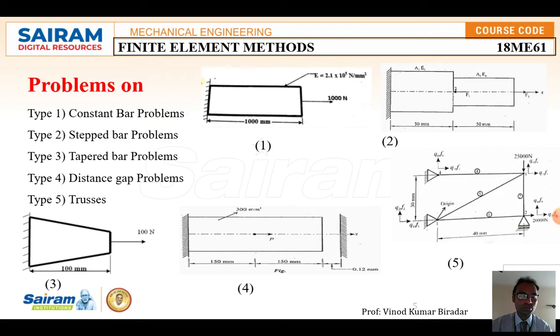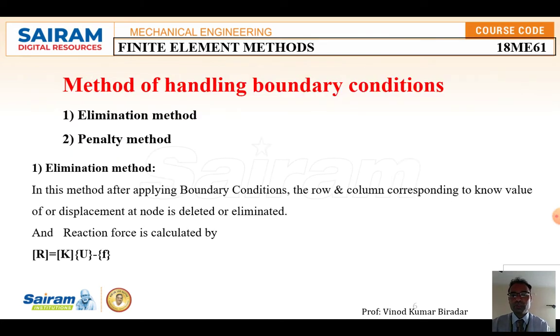You just delete the respective row and column wherever fixed nodes are there, and you are going to get the displacement, stress and strain. So these are the methods of handling boundary conditions. What are boundary conditions? They are the constraints. Without these we cannot solve anything. For all those different 5 types of problems we are going to use these 2 methods, the elimination method and the penalty method. Now we are going to solve using the elimination method. The penalty method we will study in the later class.